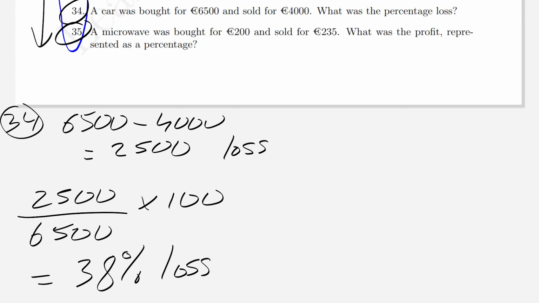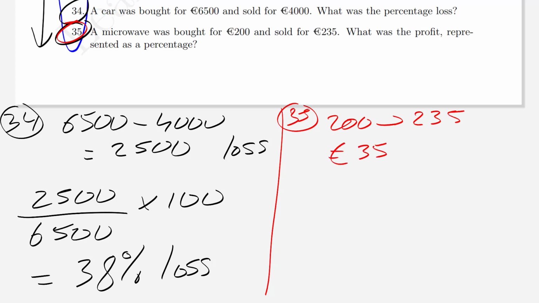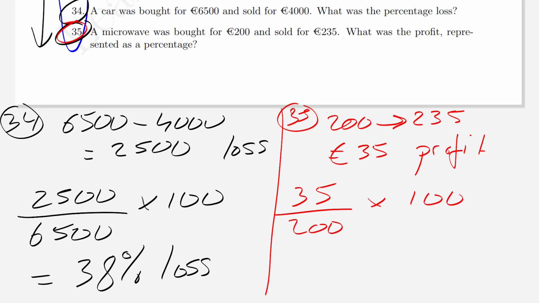All right, and finally, question 35. A microwave was bought for 200 and sold for 235. What was the profit represented as a percentage? So same again, to go from 200 to 235, that's a 35 euro profit. So the percentage increase is like the percentage profit. So it's the profit divided by the original amount, 200, multiplied by 100. Okay, and then we can get our percentage. That would be 17.5% profit.